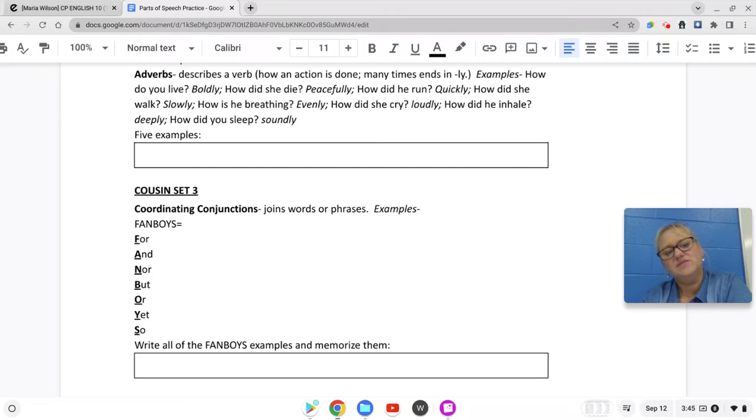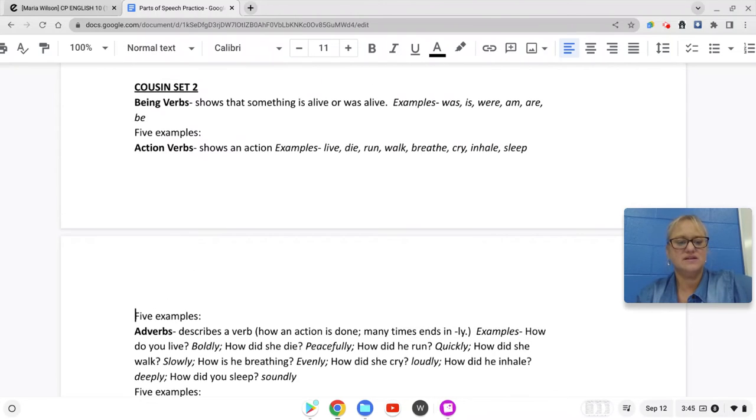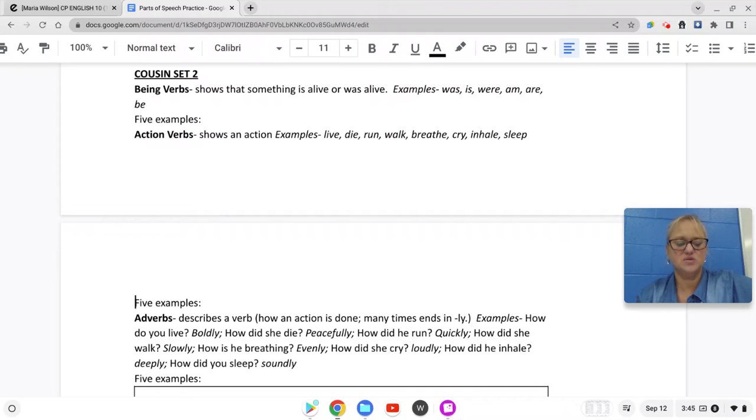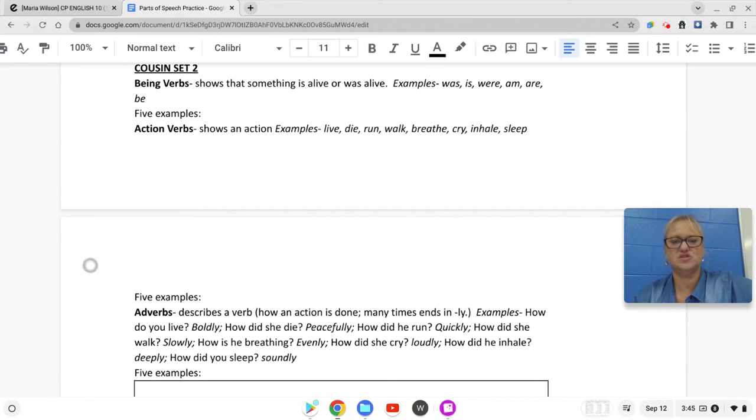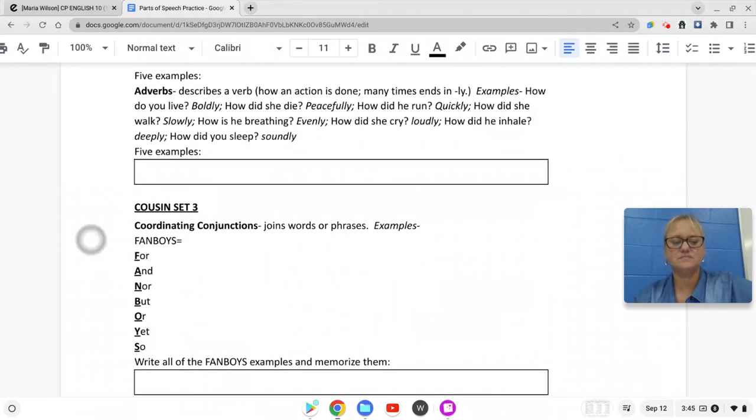A lot of adverbs end in ly, not all of them, like the word well. How did you do on my test? I did well. So not all of them end in ly, but a lot of them do. So that second set is being verbs, action verbs, and adverbs, and those words should be written in one color.